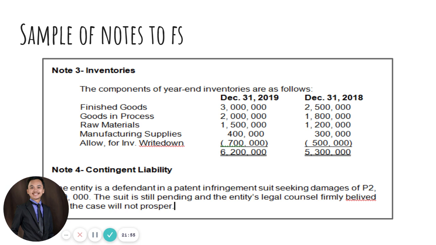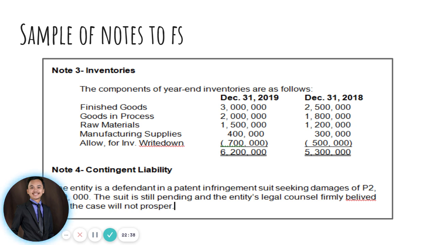All right? So for example, your 6.2 is coming from finished goods of 3 million, goods in process of 2 million, raw materials of 1.5 million, manufacturing supplies of 400,000, and there is actually an allowance for inventory write down of 700,000. That makes it 6.2 million. Take note, guys, this is very important, considering the amount of inventory level that is maintained by the entity. So that is the third order in the notes to financial statements.